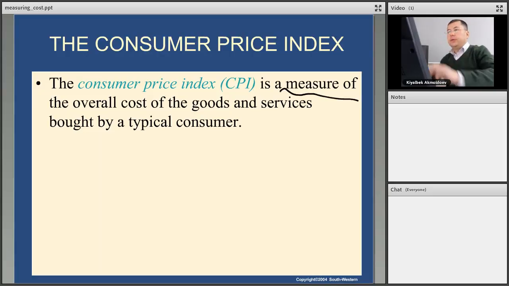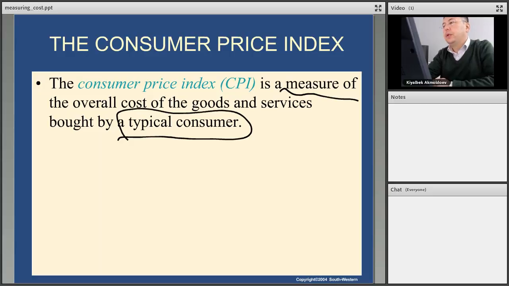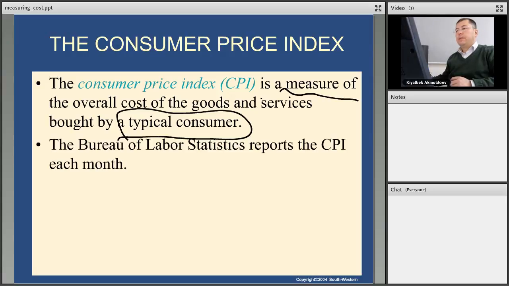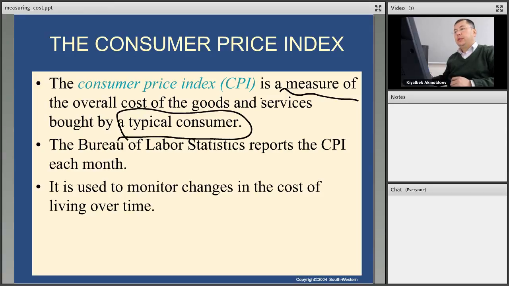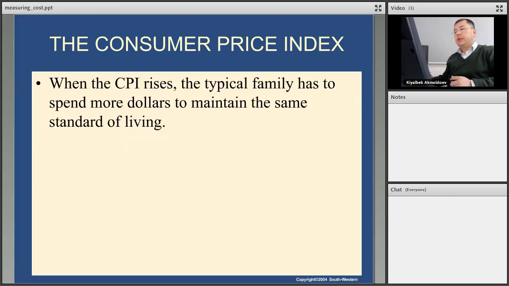This is very important. A typical consumer means one consumer. The goods and services bought by a typical consumer are measured by CPI, the consumer price index. The Bureau of Labor Statistics reports the CPI each month. In our country, the Kyrgyz National Statistical Committee calculates CPI every month. It is used to monitor change in the cost of living over time.